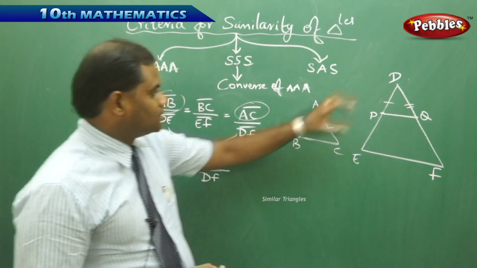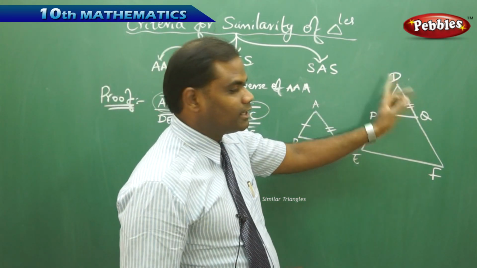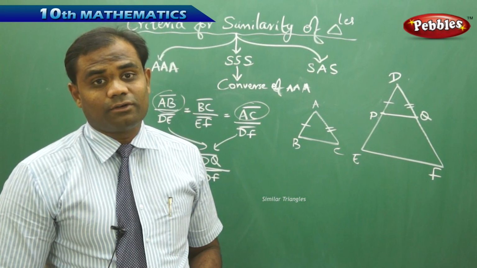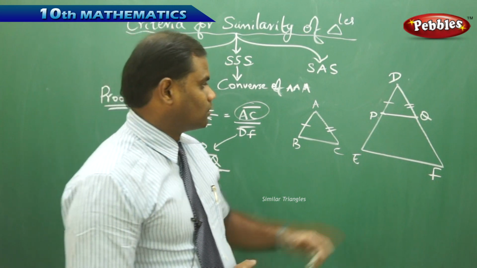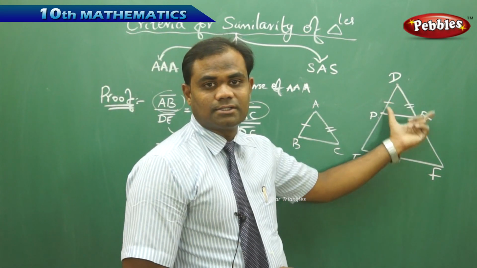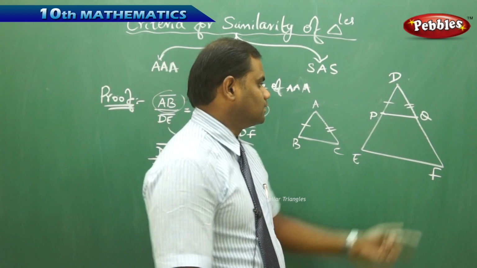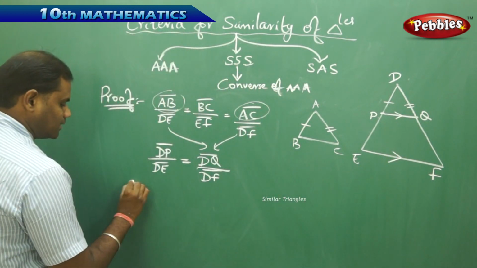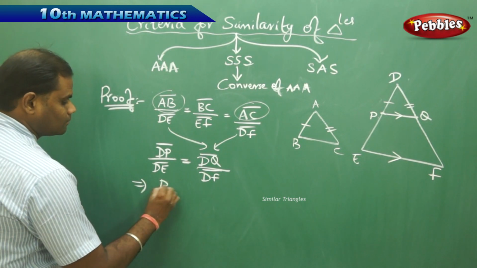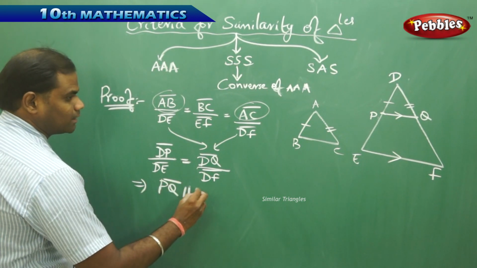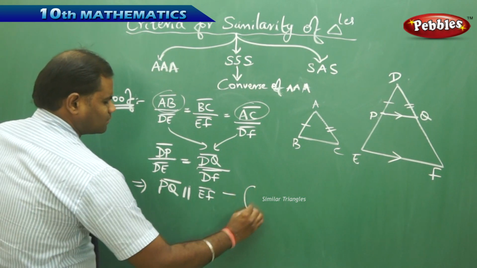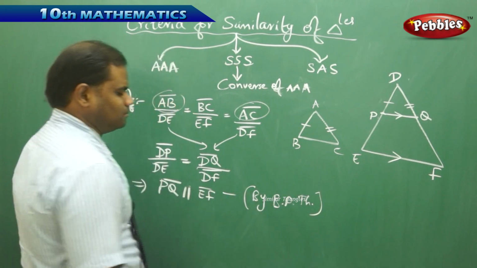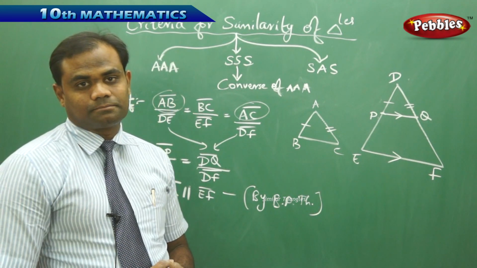So I have DP by DE is equal to DQ by DF, which is nothing but the basic proportionality theorem, the extension of basic proportionality theorem. Therefore, when P and Q divide the sides in the same ratio, PQ is parallel to EF is what we get. Now that implies PQ is parallel to EF by the basic proportionality theorem.